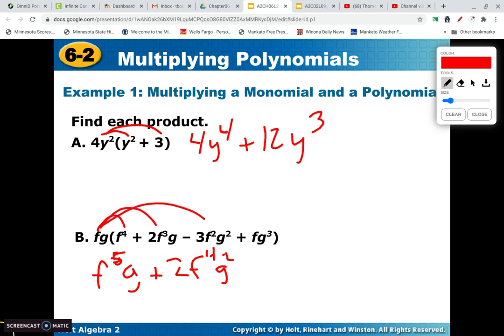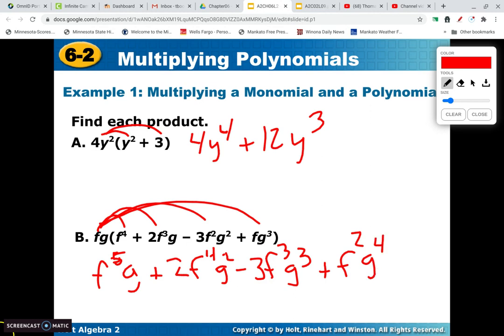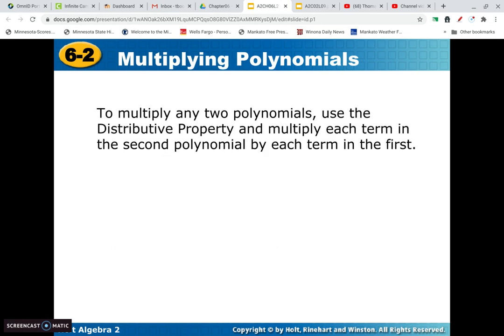All right, and then we go fg times, so we go negative 3 f to the third, and that would be g to the third. And then last but not least, we distribute that one, and we get plus f squared. G times g to the third would be g to the fourth. Look at that, lots of them there. No common terms to add together. Again, a good idea to distribute those. Be careful as you multiply those together with all your exponential rules. Make sure you remember those, okay?